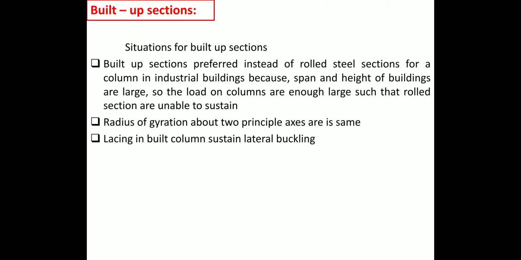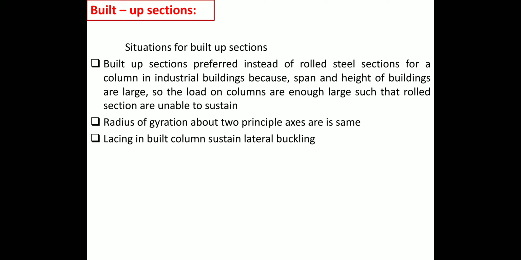So dealing with design of lacing and batten systems, first of all we are going to study the built up sections. This situation for built up sections may arise. Built up sections are preferred instead of rolled steel sections for columns in industrial buildings because the span and height of the building are large, so the load on the column is large enough that rolled sections are unable to sustain it.